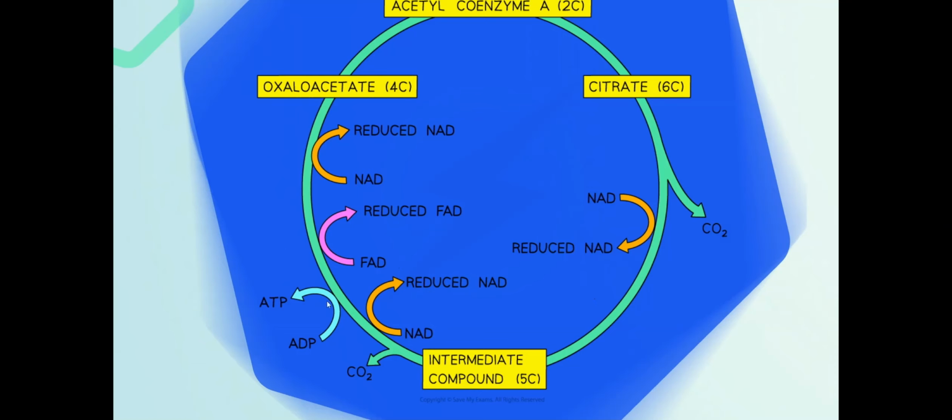And there are a lot of steps that happen in between this third step, intermediate compound and oxaloacetate. We're not gonna discuss them because they're kind of complicated and they're not included in our syllabus. We just gotta know how many reduced NAD and how many reduced FAD are formed, and there's also ADP being converted into ATP here.